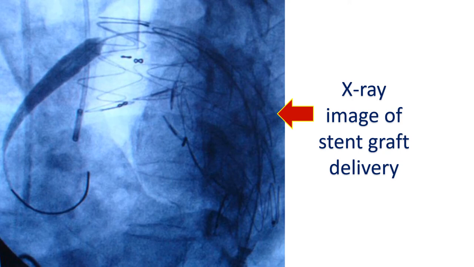Certain aneurysms in the upper chest need a hybrid approach with both surgery and stent placement. This is because blood vessels to the brain arise from the aorta in that region.